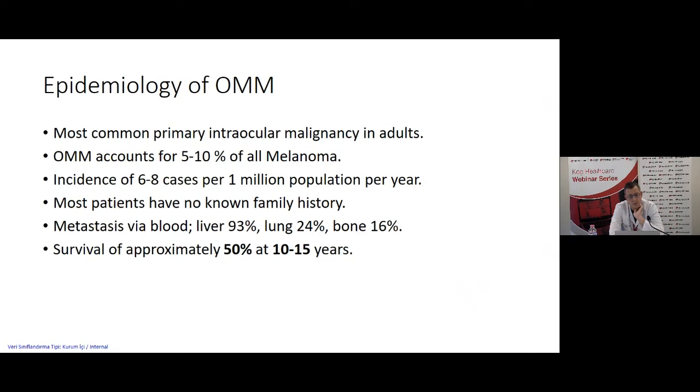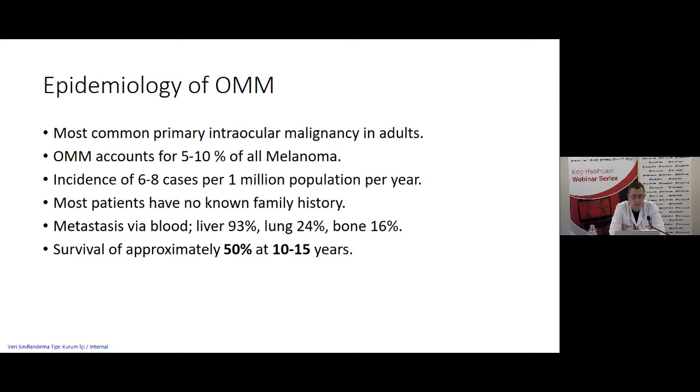And when you look through the whole body, like skin melanomas and everything, they account for 5 to 10% of melanomas. And for every million, we see 6 to 8 cases of ocular melanomas per million. So if you consider, for example, Turkey, we have around 80 million people living in Turkey. So each year we have around 600 to 700 newly diagnosed melanomas.